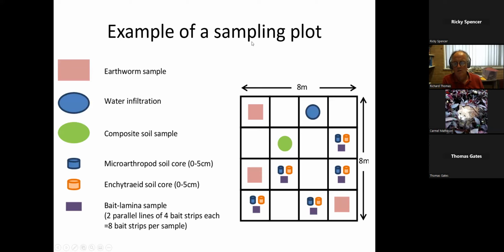A sampling plot will have to have a randomized pattern of whatever you're collecting. So if you're, say, collecting earthworms, you're going to collect them from 3 different places. You can't measure that when you're digging up the earthworms, and you can't do that when you're measuring the water infiltration. So that has to be done in a separate spot. If we're looking at a soil sample for soil composition, we will need an area that's got to be decided on for that. If we're looking at microarthropods, we have to measure those separately again.